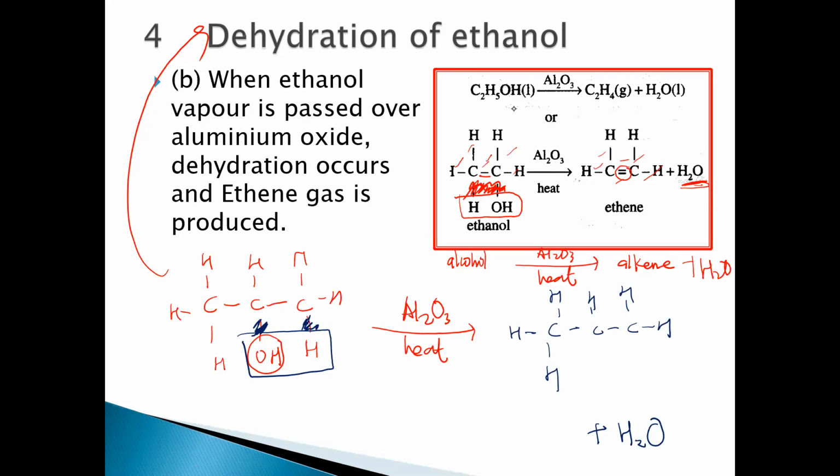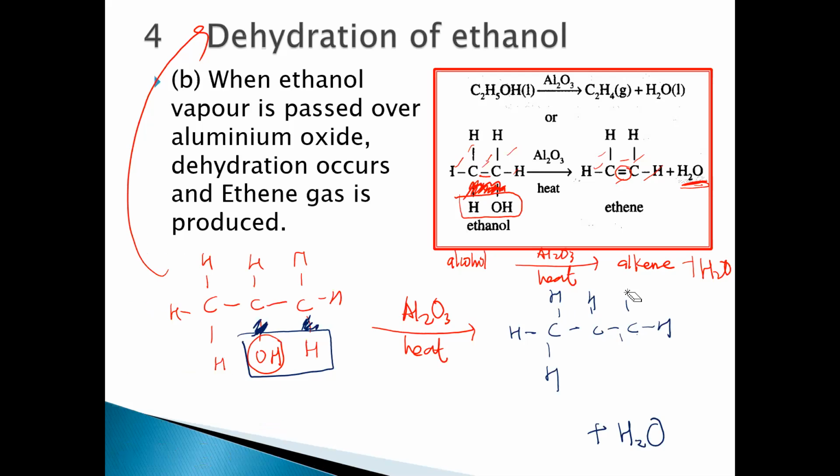It's not enough bonds. I only got 3 bonds. I got 1 bond here, 2 bonds here, 3 bonds here. For this carbon, I got 1 bond, 2 bonds, 3 bonds. It's not enough. So what do I need to do? I need to do a double bond.